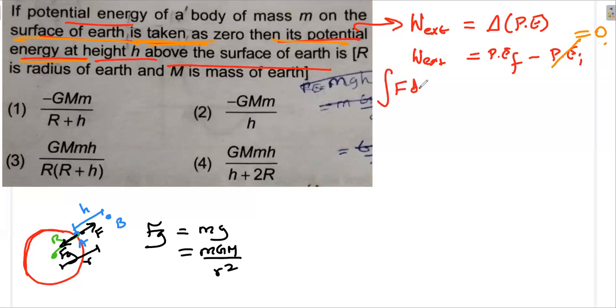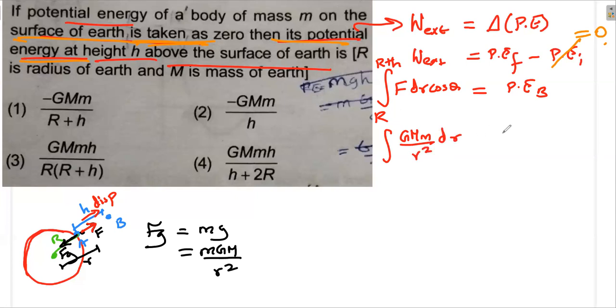So it is the integral of force times displacement times cos theta. This is the potential energy at B, which is what I'm supposed to find. The integration limit r changes from capital R to capital R plus h. I'm applying a force in the upward direction, and the object is also moving up, so force and displacement are in the same direction. The angle is 0, cos 0 is 1. So it is the integral of F dr, where F is G capital M small m by r square, into dr.